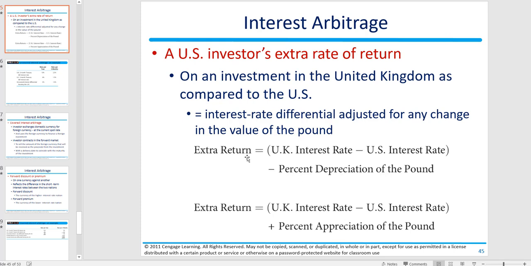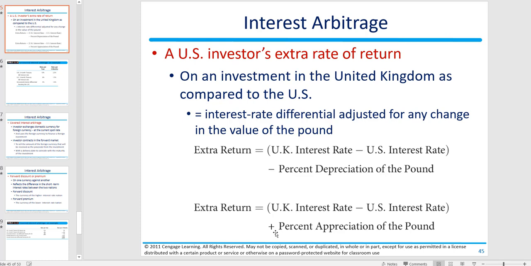So our extra return for investing in the UK instead of putting the money in the US bank is positively impacted by the interest rate differential, but negatively impacted if there is a depreciation of the pound. Because at the end of the investment, when you want to reconvert those pounds back into dollars, you're going to get fewer dollars for those pounds. Whereas if the pound appreciates during the time of this investment, then it's going to add to your profits.